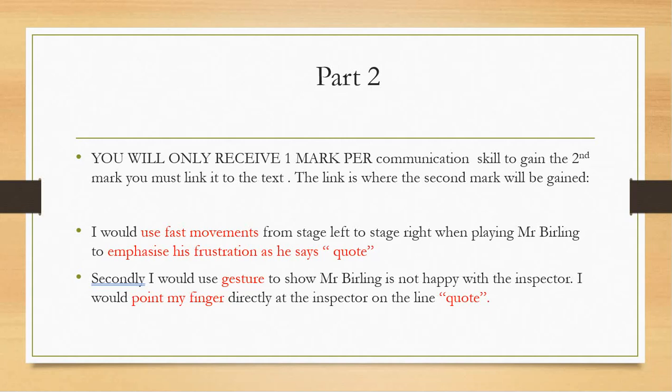Now notice there are only 2 lines. Obviously it's on computer, so it might be a few more lines if you were handwriting this. But we say the skill, fast movements, and we say why, to emphasise his frustration on the line, quote. Secondly, I would use gesture, point the finger directly at the inspector on the line, quote.